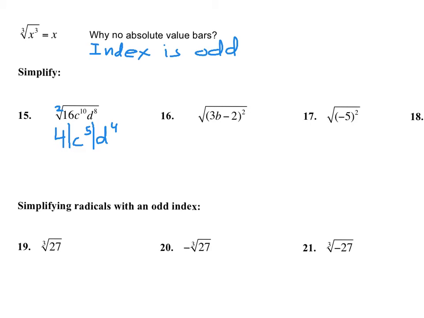For number 16, again, there's an invisible index of 2. You can divide the inside exponent by the index. So this is going to become 3b minus 2 to the first power. Don't need to write the exponent when it's 1. However, the exponent was an even number, 2. Now it's an odd number, so we need absolute value around this whole thing.